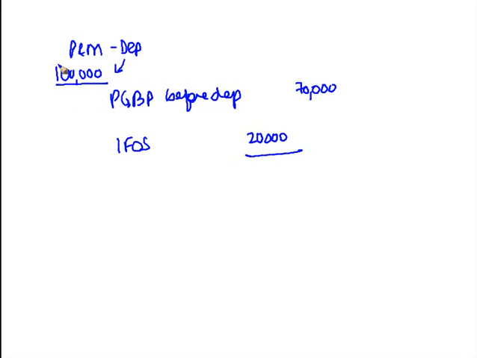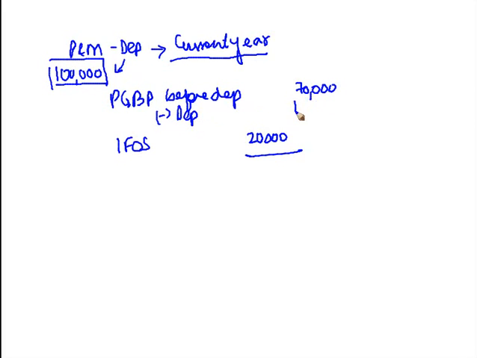The question which comes up is, how do you deal with the depreciation for the current year? Well, the most obvious thing is that you have to reduce this depreciation from your profits and gains of business and profession. But what I am left with here is a loss of 30,000. So how do I deal with this?